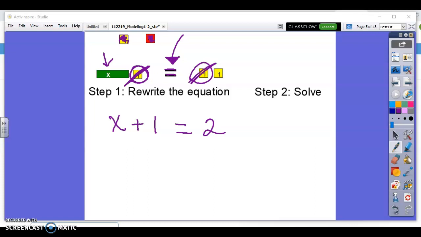So what I'm going to do now is just read what's left because I have the x by itself. So now I have x is equal to 1. Once I have the letter all by itself, which it is, that's my answer. So now I'm done with the problem.